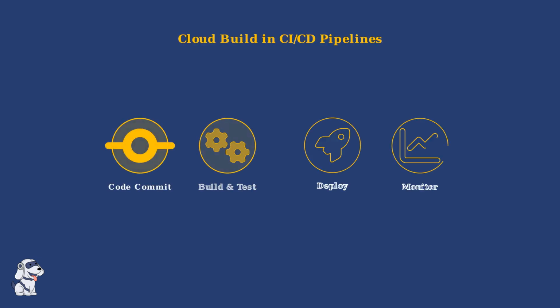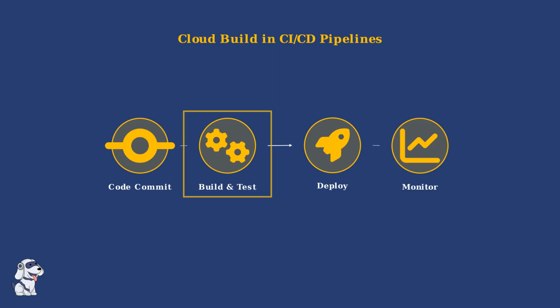Google Cloud Build serves as a cornerstone component in modern continuous integration and continuous deployment pipelines, providing the automation and reliability required for enterprise-scale software delivery. In a typical CI/CD pipeline, Cloud Build handles the critical build and test phase, automatically triggered by code commits. It compiles source code, runs automated tests, and packages applications into deployable containers, ensuring consistent and reliable software delivery.